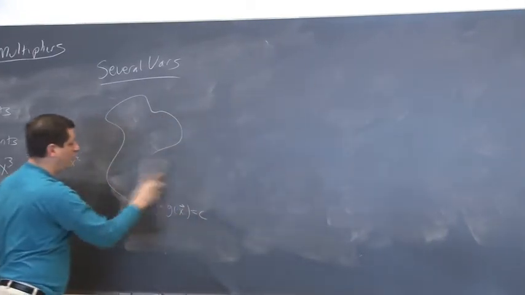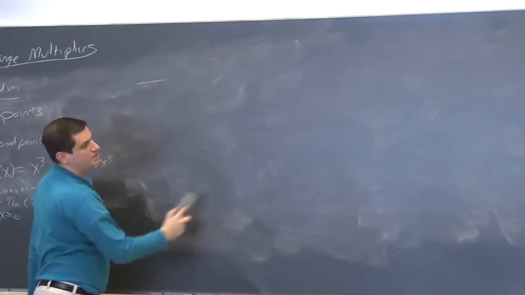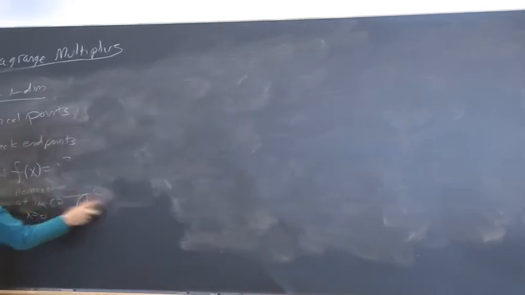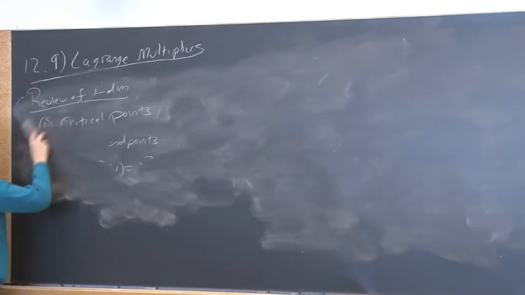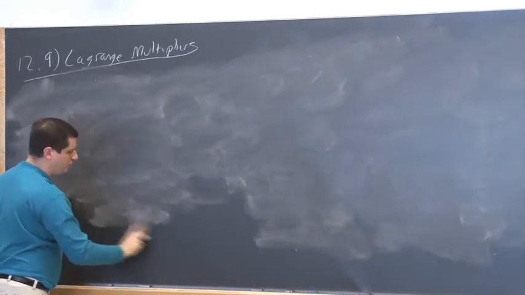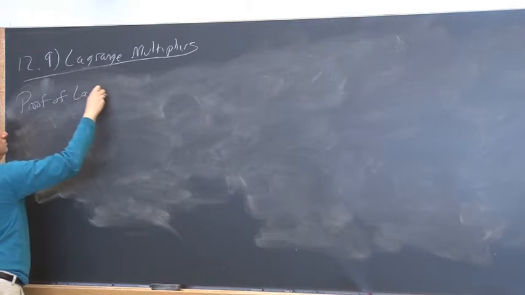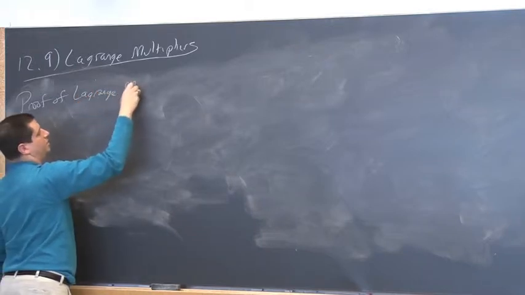So what I want to do now is a more formal proof of what we were doing, but it's essentially that argument. It's going to be a nice way to review some of the stuff we've done with chain rule and paths. So, proof of Lagrange multipliers.